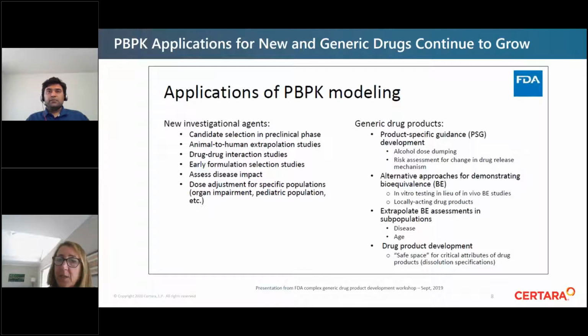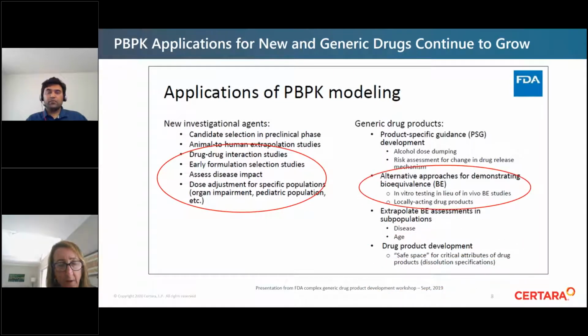But in generics, what we see here is that we're extrapolating bioequivalence into these different populations, and it's an alternative approach for demonstrating bioequivalence, and increasingly it will be used for developing this safe space for critical attributes of drug products. So, I'm highlighting some of those areas here, but it's really a much broader range of applications.